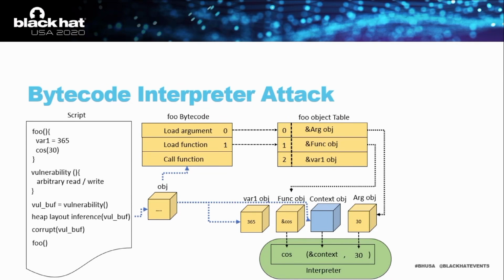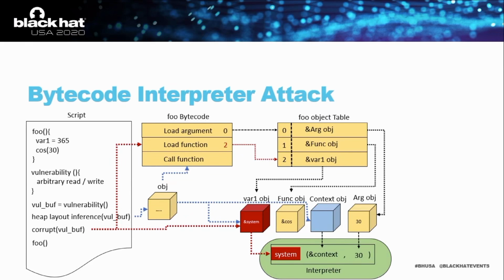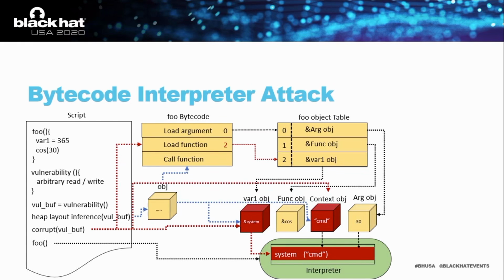After finding them, the attacker utilizes the arbitrary write capability to corrupt them. First, it corrupts the bytecodes so that the operand of the load function instruction points to the var1 object. Then it corrupts the var1 object so it contains the address of the system function. Finally, it corrupts the context object so that it contains a share command. So when this script calls the function foo, it will execute the system function with the share command.